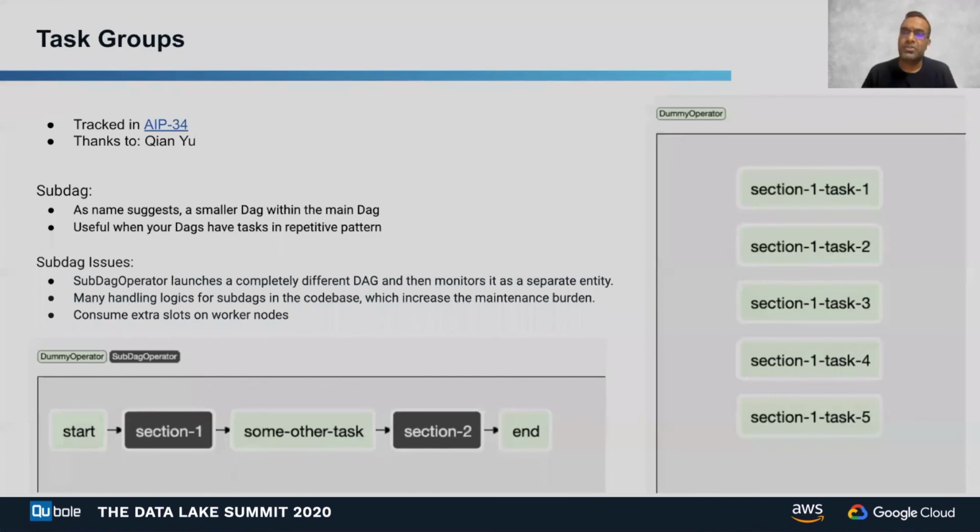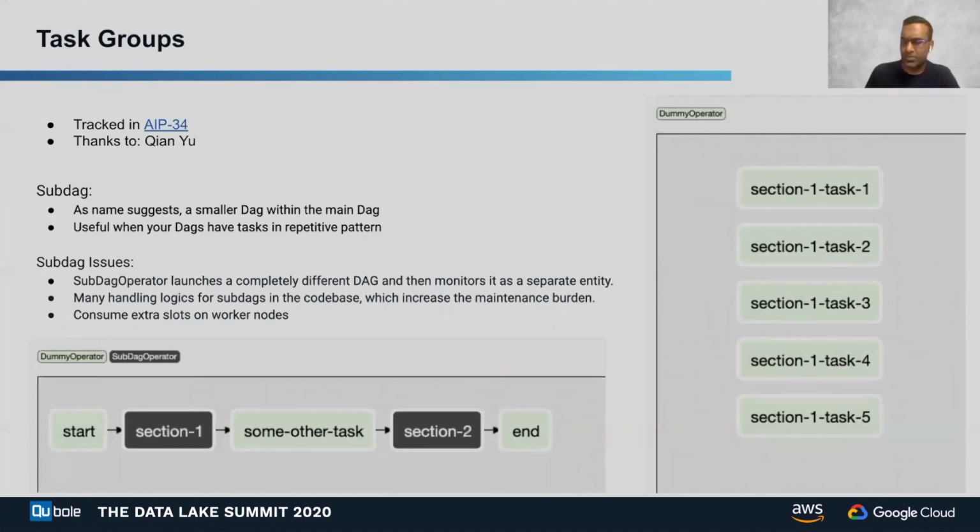But there are lots of issues historically with subdags, and at many places, including at Twitter, it's recommended not to use subdags. The problems include that it launches a completely different DAG and monitors it as a separate entity, and lots of handling logic has been put into the code all over, which makes it very difficult to maintain and difficult to add new features around it. It also consumes extra slots on the worker nodes.